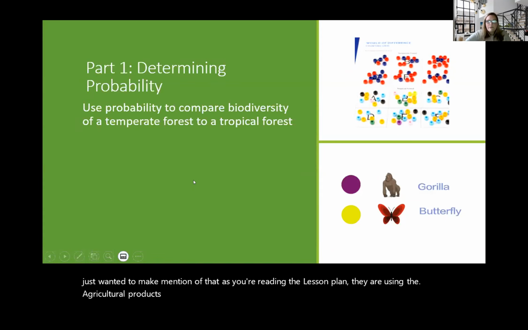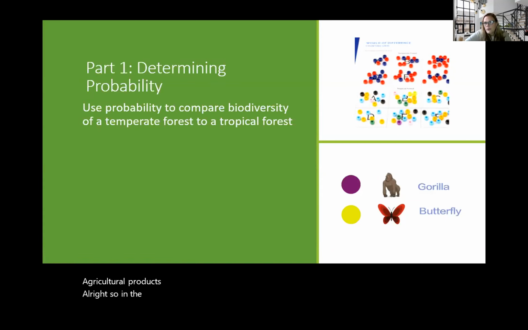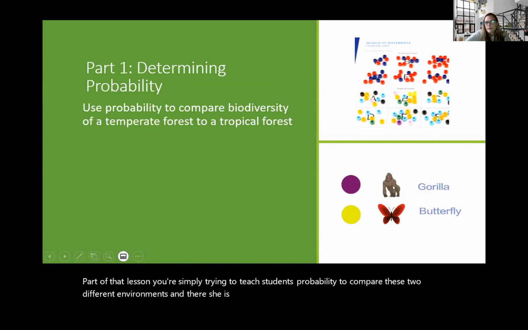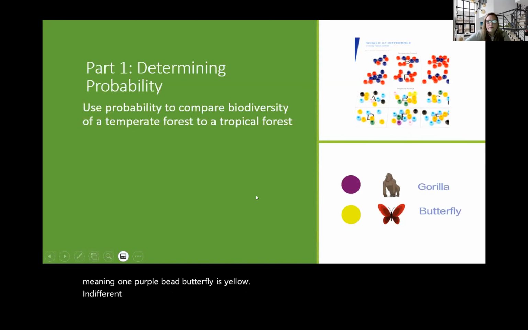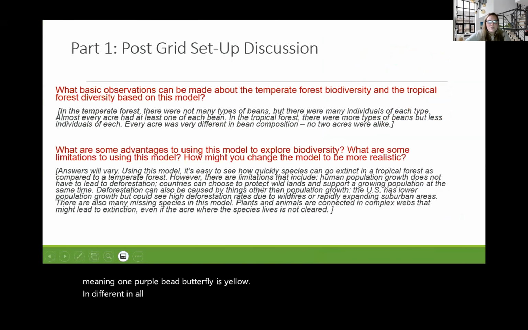All right, so in the first part of that lesson, you're simply trying to teach students probability to compare these two different environments. And she's using some type of color coding. Gorilla is purple, meaning one purple bead. Butterfly is yellow, in all of the acreage.